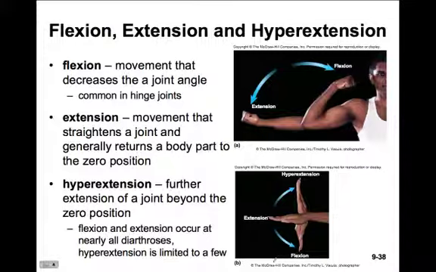You can see an example of flexion, extension, and hyperextension in this lower picture when we consider the wrist joint. We're extended at the zero position and then flexed as we decrease the angle between the fingers and the wrist. And we're hyperextended when we bring them back beyond that anatomical zero position.